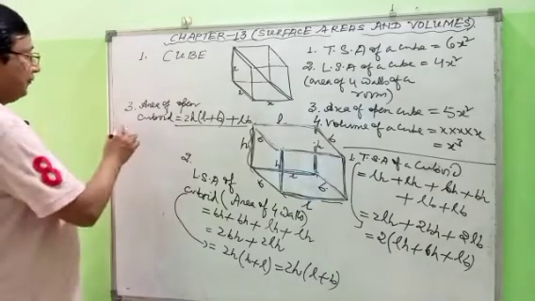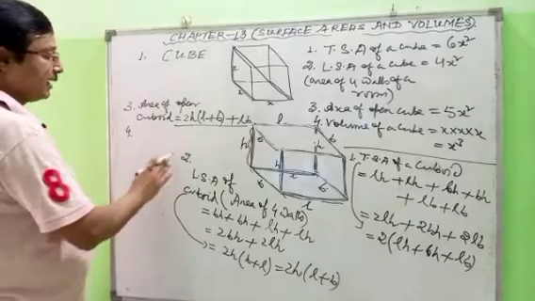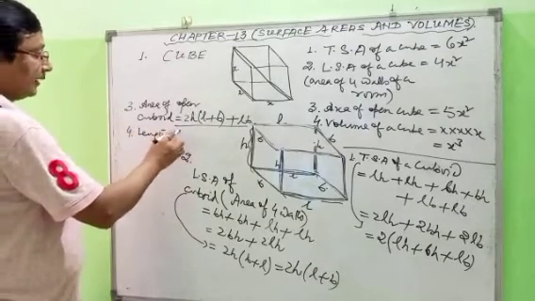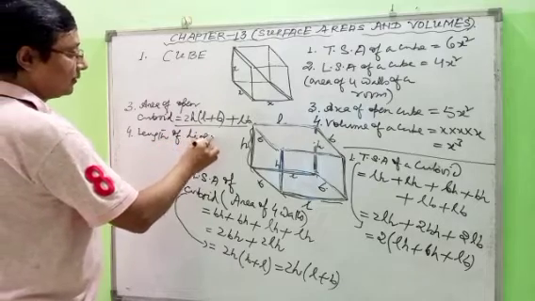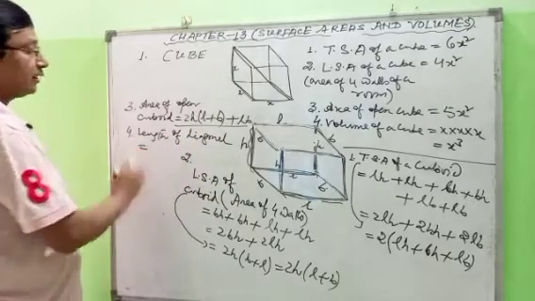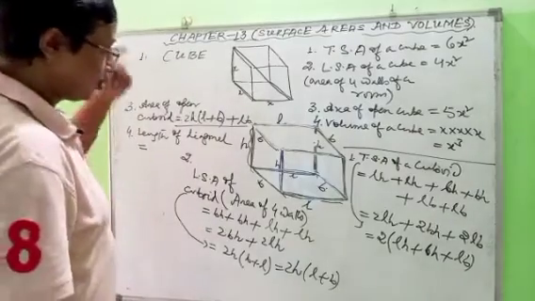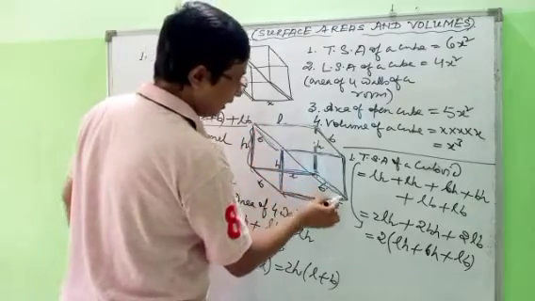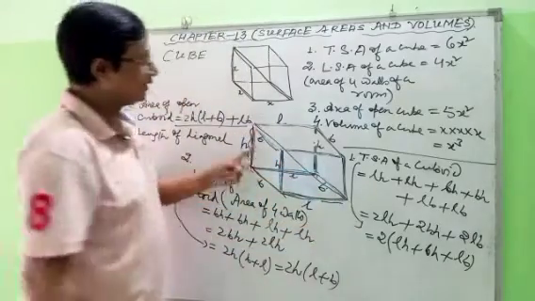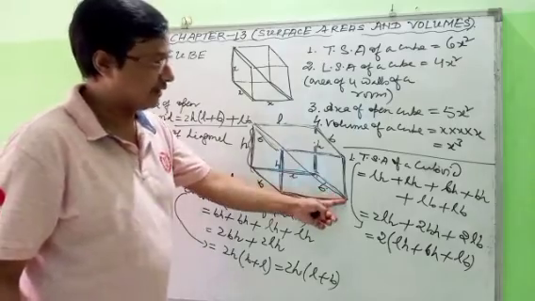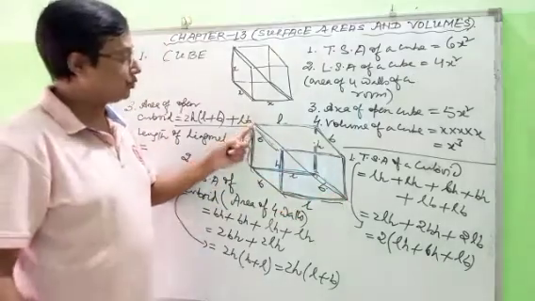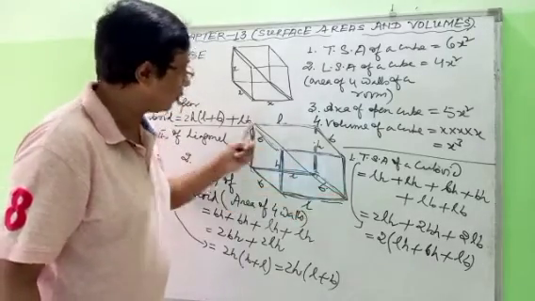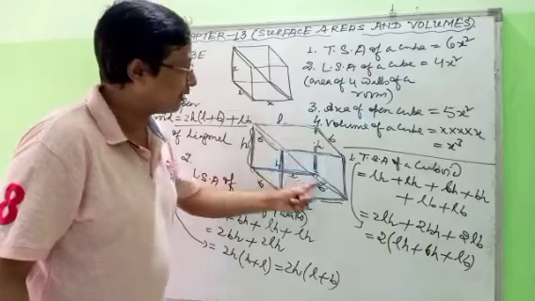Then number 4, the length of the diagonal. So here you are going to find out the length of the diagonal. So joining the 2 opposite vertices. So suppose I have joined this one. So this is the diagonal joining the opposite 2 vertices. One is at the base, one is at the top. So you join these 2 opposite vertices, one at the base, one at the top of the ceiling. So you will get this one as the diagonal.